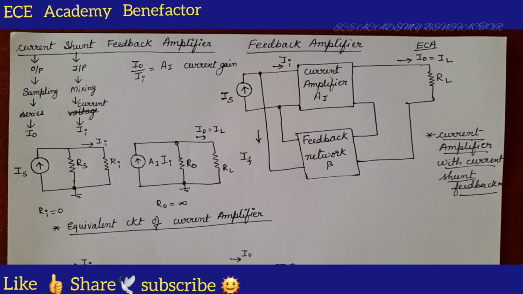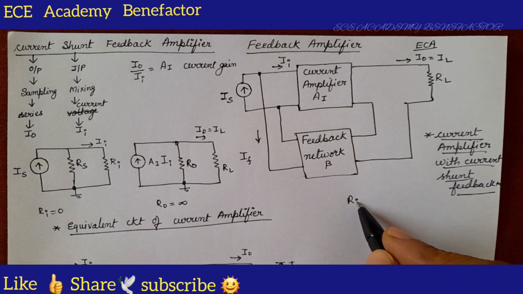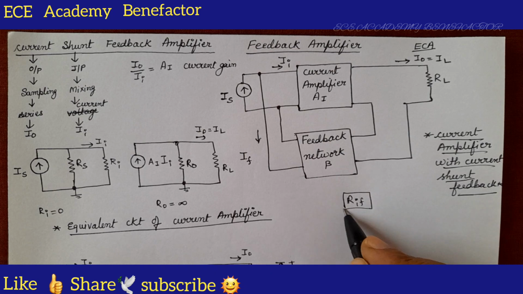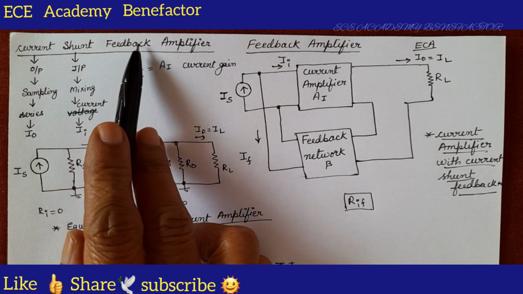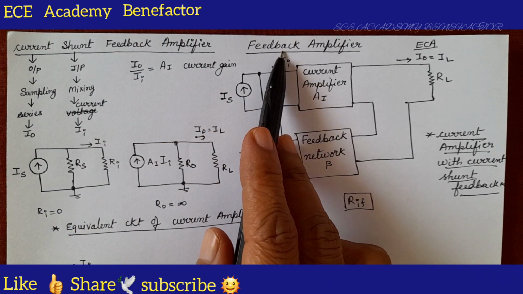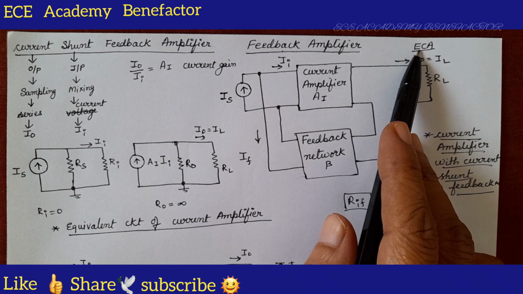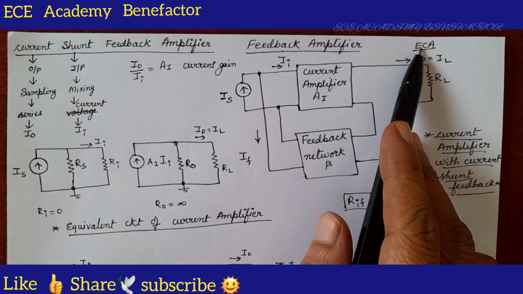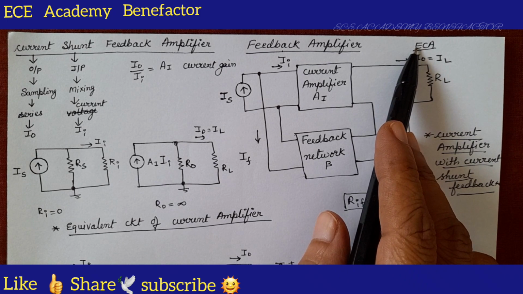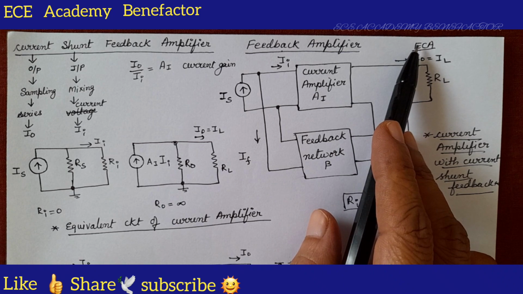In this class we will be seeing the derivation of RIF, input resistance with feedback, for a current shunt feedback amplifier. The topic is from the unit feedback amplifier. The subject name is ECA. So, before going into the derivation, let us understand how to draw its block diagram and its equivalent circuit, which will be used for the analysis for RIF.